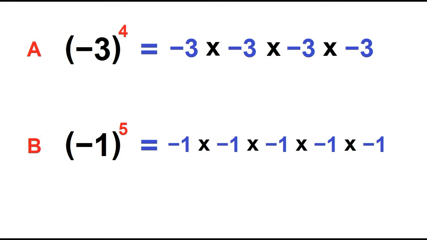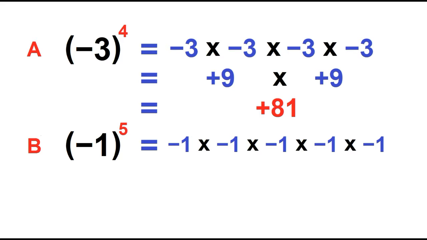Because two negatives make a positive, some of you might have realized that every time you have a pair of negatives, you'll have a positive product. So in the first example, if we multiply the first two negative 3's together, we'll get positive 9, and we can do the same thing with the last two negative 3's. Positive 9 times positive 9 is positive 81.